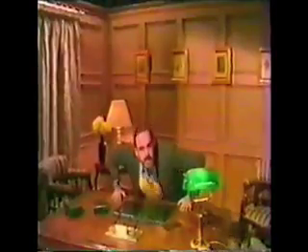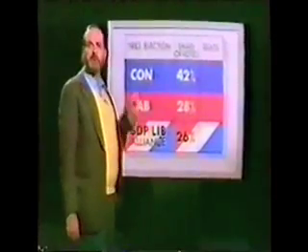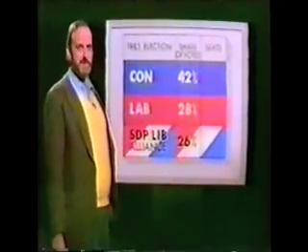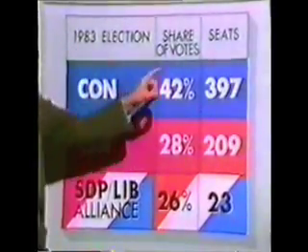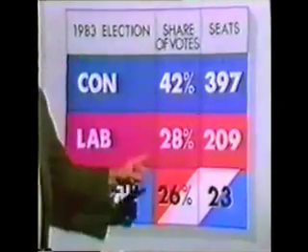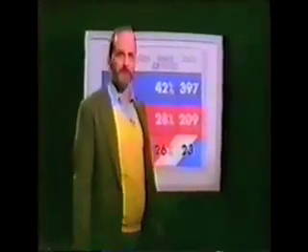So, proportional representation, what's it all about? Let's look at the number of votes cast at the last election. 1983 election. Conservatives got 42% of the votes, Labour got 28%, SDP, Liberal Alliance, got 26%. Now, here's the number of seats they got as a result. Conservatives, 397, Labour, 209, SDP, Liberal Alliance, 200... Oh, only 23.